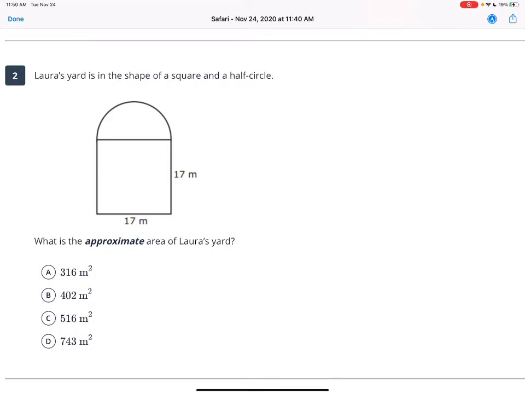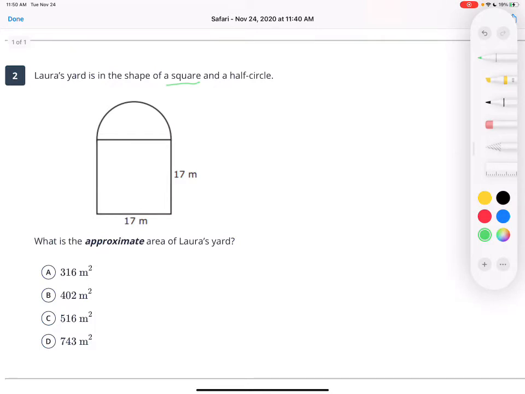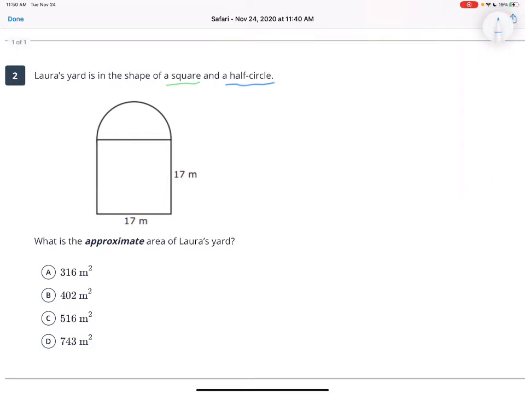So when I look at this picture, just like what they say, I see a square and I see a half circle. So I'll annotate in green for the square and I'll annotate in blue for the semicircle, or the half circle. Now it's wanting us to find the area of Laura's yard. And this word, approximate, is in bold too. I want you guys to reference back to that lesson when I was talking about approximate areas of particular objects. Remember, we're not looking for the exact number. We're looking for a number that rounds close to that number. So let's get started.